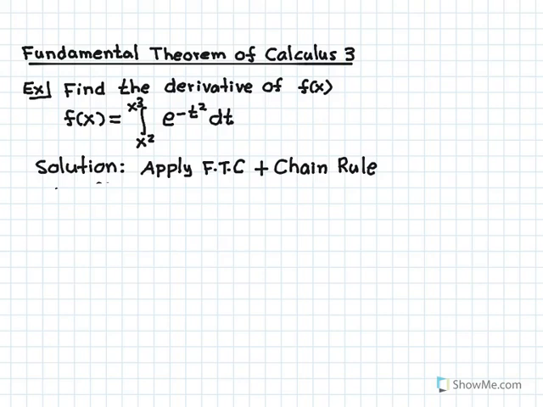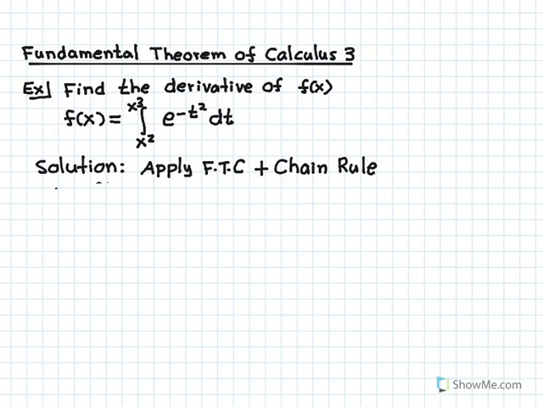In this video, we're going to find the derivative of a function using the fundamental theorem of calculus. Given f of x is equal to the integral with lower limit x squared to upper limit x cubed of e to the minus t squared dt, we want to find the derivative of this function. So we're going to apply the fundamental theorem of calculus, but we're also going to apply the chain rule because the upper and lower limit are both functions of x. That is, x squared and x cubed are both functions of x.